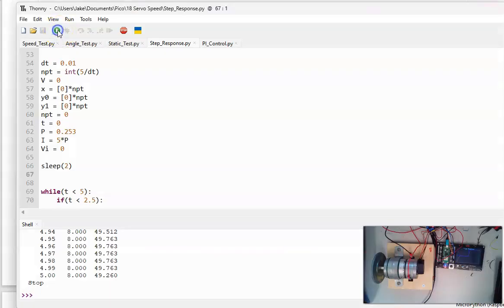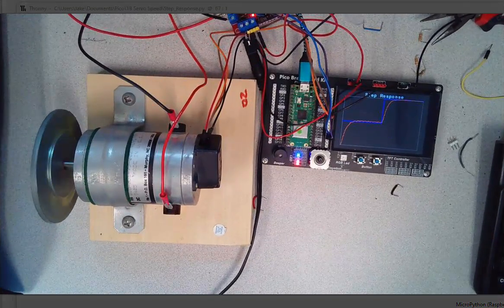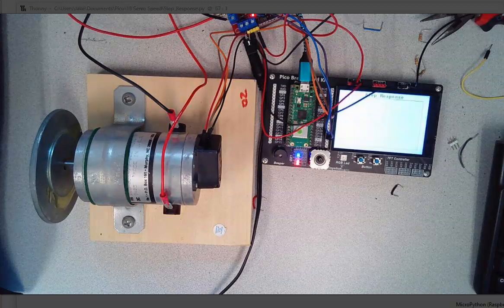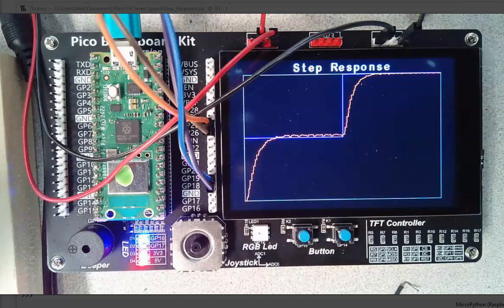Okay, so I'll start this. There we go. Take the step response. I apply 4 volts to it. It spins. Jump it up to 8 volts. Measure the speed versus time. And there she is. That's my experimental speed versus time for my step input.